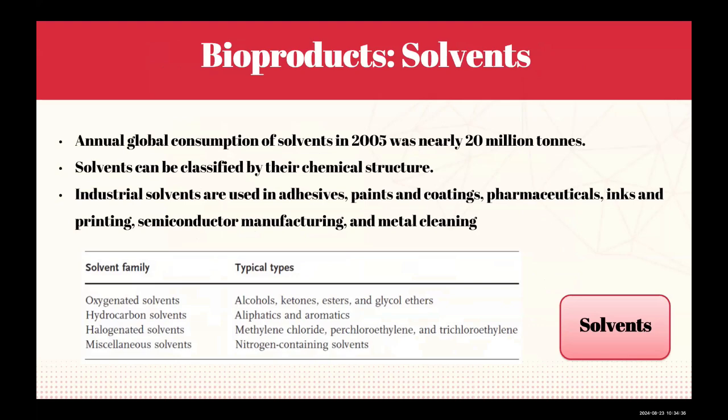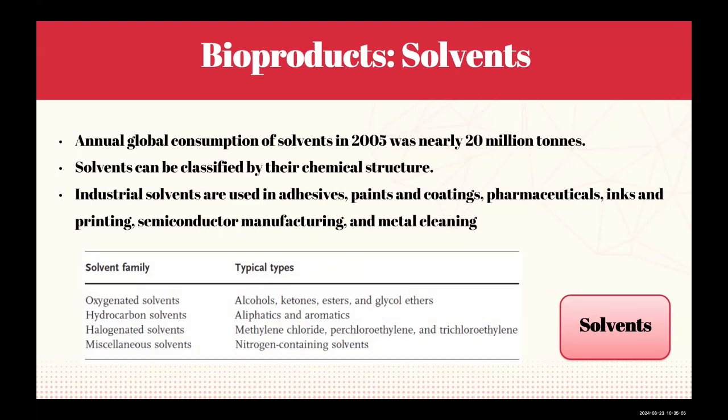So let's talk about the global consumption of solvents. In 2005, the annual global consumption of solvents reached nearly 20 million tons. This highlights their significant role in various industries. So how can solvents be classified? Well, they can be classified by the chemical structure, which helps in understanding their properties and applications. The main categories include oxygenated solvents, hydrocarbon solvents, halogenated solvents, and miscellaneous solvents.